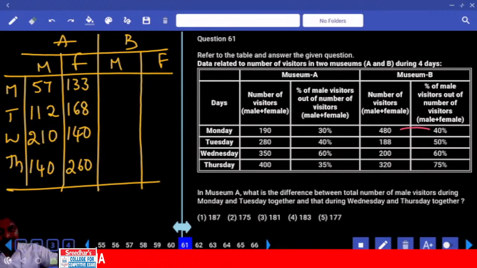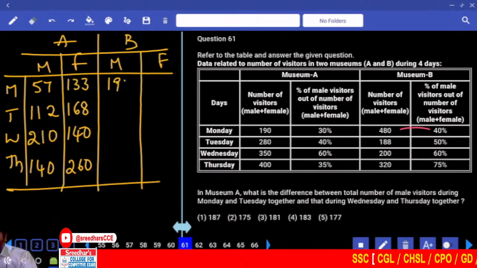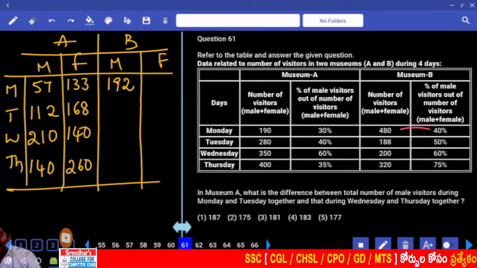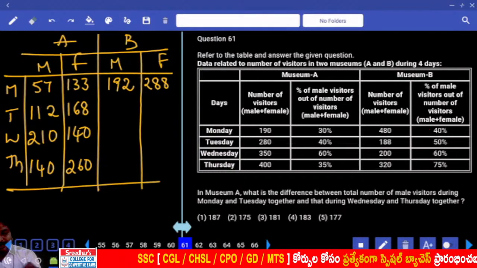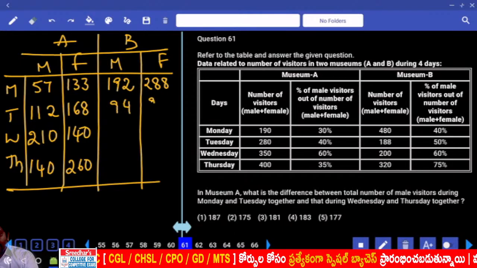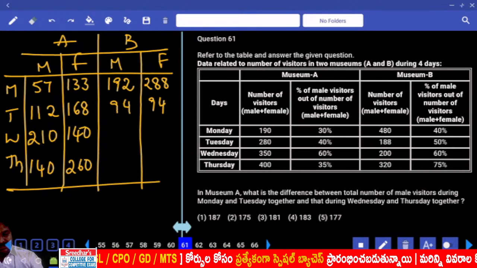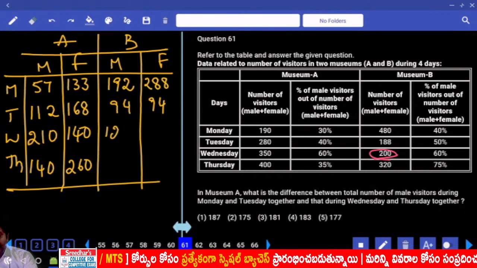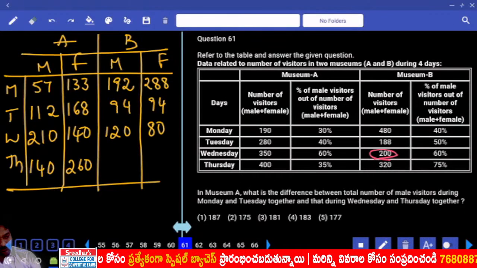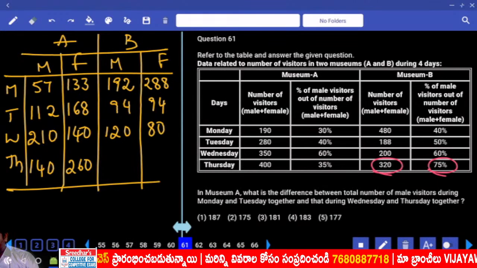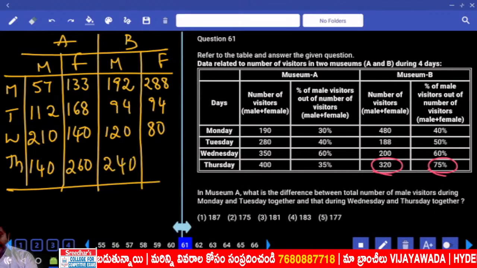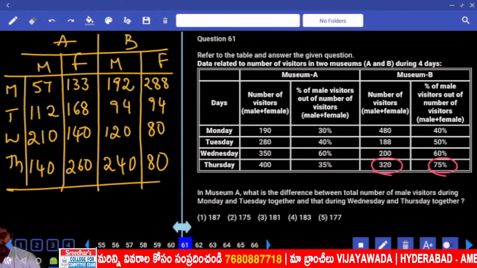40%, 10% double. What is 10%? Double, 192. Instead of that, subtract 200, add 8 later. 288. 50%, 94 each. 60% of 200, 120 subtracted from 200. 75%, half plus half of the number, 160 plus 80, 240 subtracted 80.